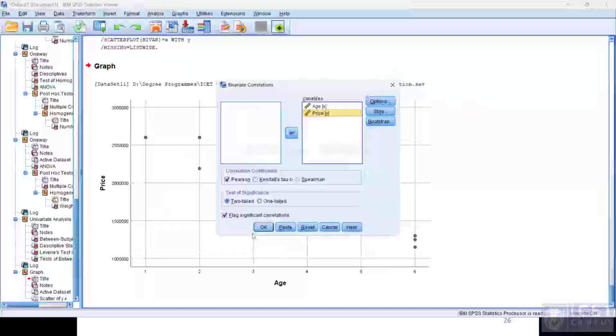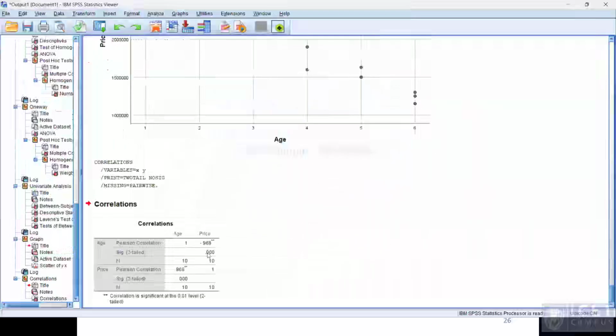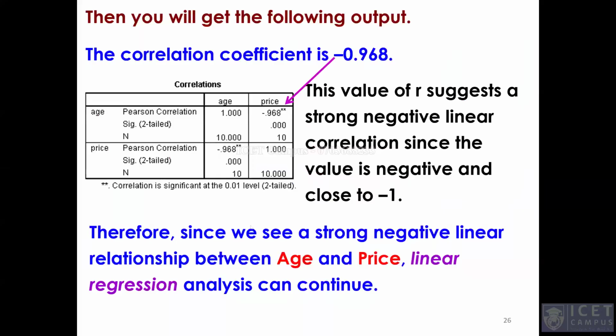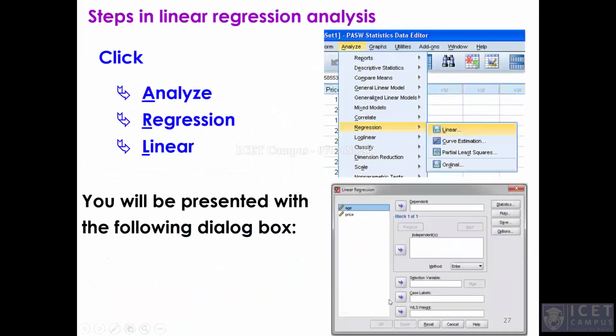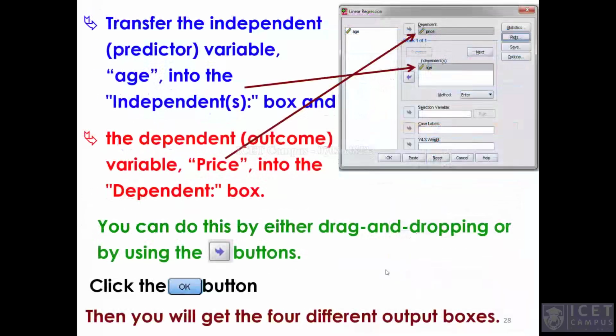Right, we can see a correlation of about -0.968. This is a strong negative linear relationship, with the value closer to -1. Therefore, since we see a strong negative linear relationship between age and price, linear regression analysis can continue.